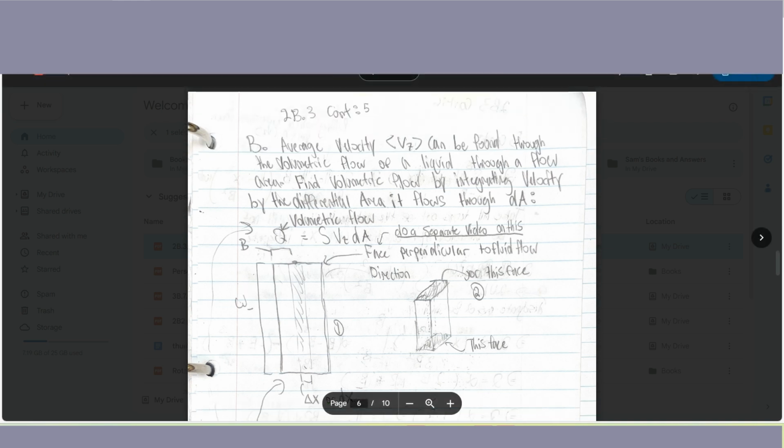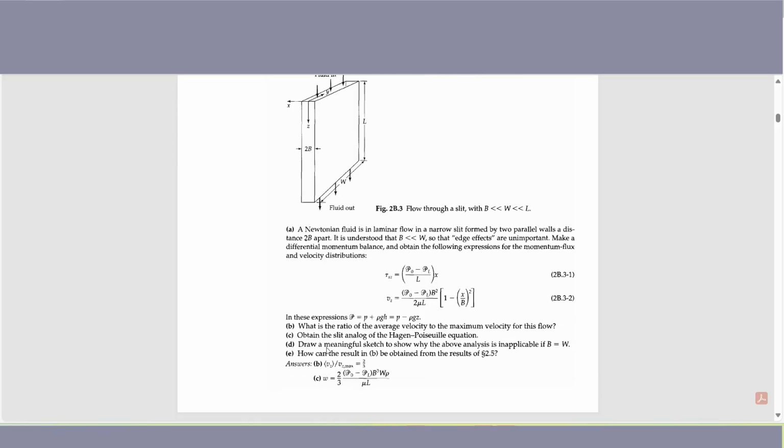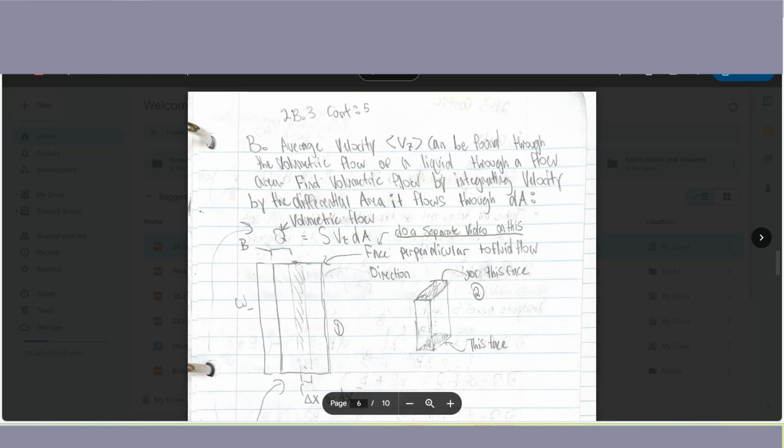So average velocity, part B. What is the ratio of average velocity to maximum velocity? So basically the way you find average velocity is you integrate over the differential area, and that gives you volumetric flow. And then from that, you can find average velocity.